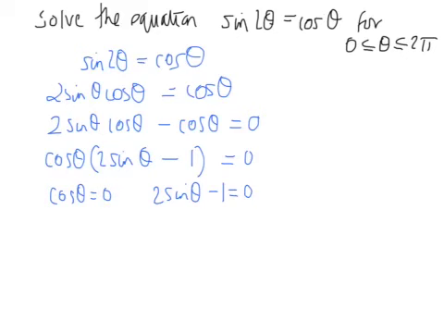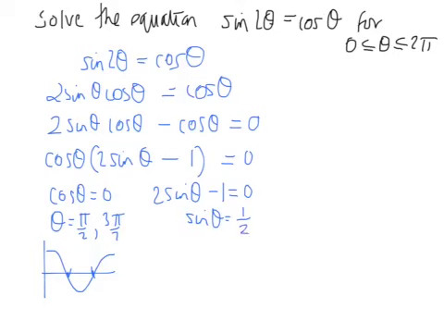So if cosine of theta is equal to 0, then we know from our cosine graph, which I'll quickly draw here, that we've either got theta is pi over 2 or 3 pi over 2. So we've got these two solutions here and here. Okay, if 2 sine theta minus 1 is equal to 0, then sine theta is equal to a half. And one of those solutions is pi over 6, and the other one, that'll be pi minus pi over 6, there'll be 5 pi over 6.